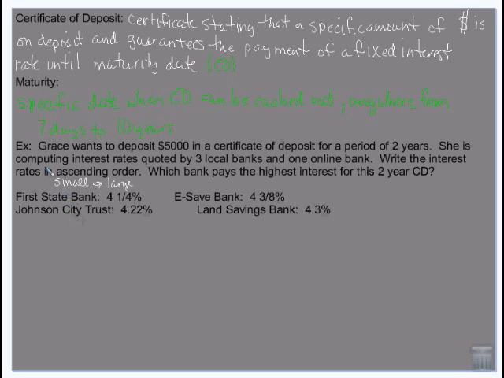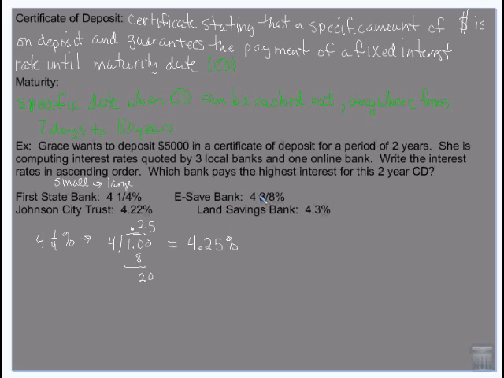We want to find out which bank pays the highest interest, because if you're going to put the $1,000 or $5,000 away for 2 years, you want it to earn the most money, right? So you're going to go with the bank that has the highest interest rate. First I want to take 4 1/4 and turn that into a decimal. To turn that into a decimal, I divide 1 by 4. Well, 1 doesn't divide by 4, but 10 does. Another 0, it's 0.25. So 4.25%.